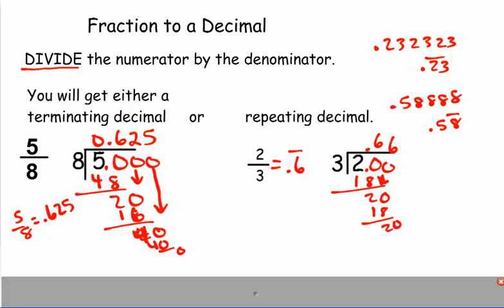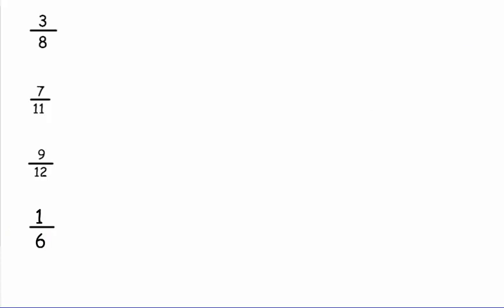All right, so let's do some examples. If you don't have any of that on your paper, make sure you pause the video because I'm going to look for it. All right, let's do some examples. We'll do some together. All right, so 3/8. So let's divide the numerator by the denominator. All right, 8 can't go into 3, so I have to add a decimal and a 0. All right, 8 goes into 30 3 times.